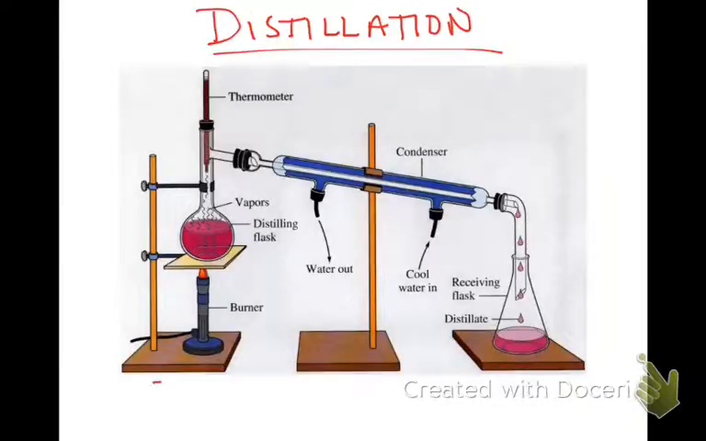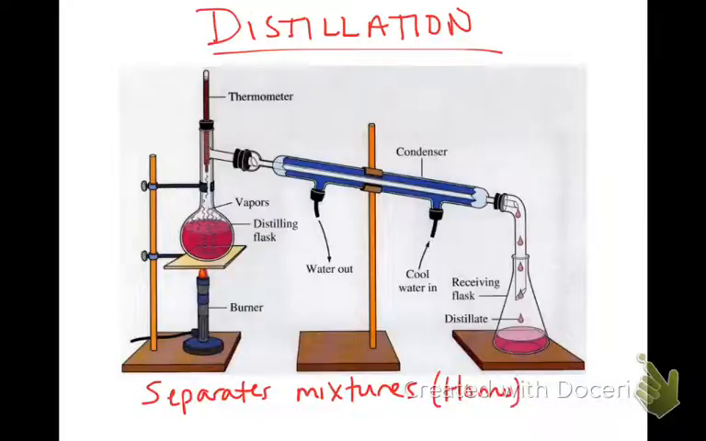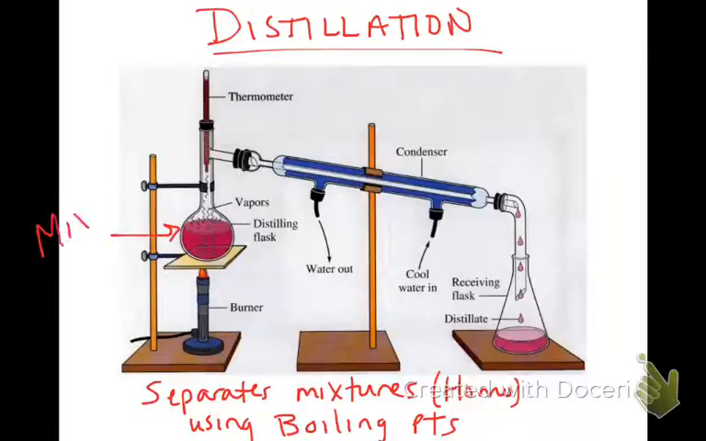Distillation separates mixtures, homogeneous mixtures, using boiling points. So here's what happens. You've got your mixture here. So this is our mixture, our beginning mixture of at least 2 substances.